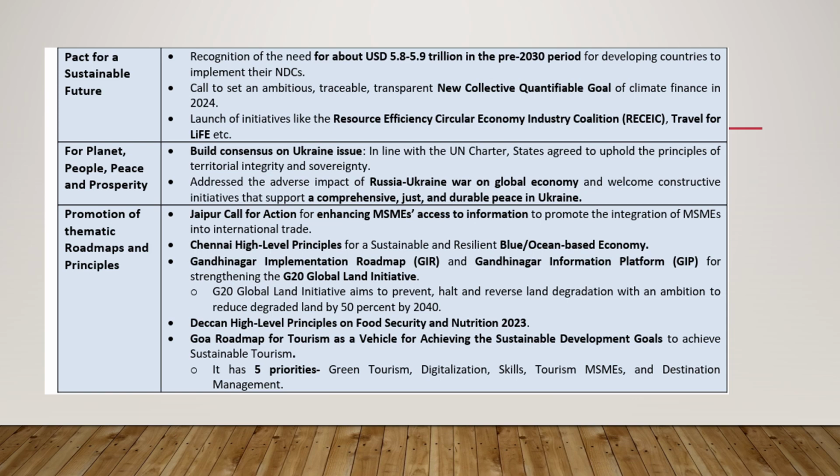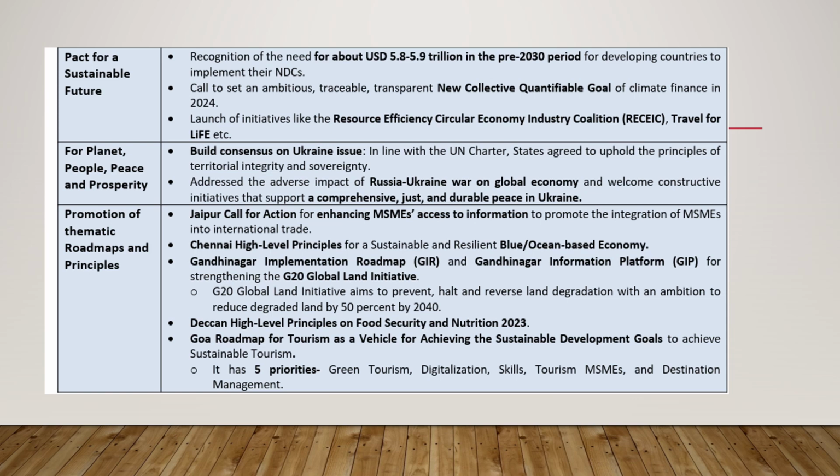Build a consensus on the Ukraine issue in line with the UN Charter. States agreed to uphold the principles of territorial integrity and sovereignty, address the adverse impact of the Russia-Ukraine war on the global economy, and welcome constructive initiatives that support a comprehensive, just, and durable peace in Ukraine. Also, we should know about the promotion of thematic roadmaps and principles.